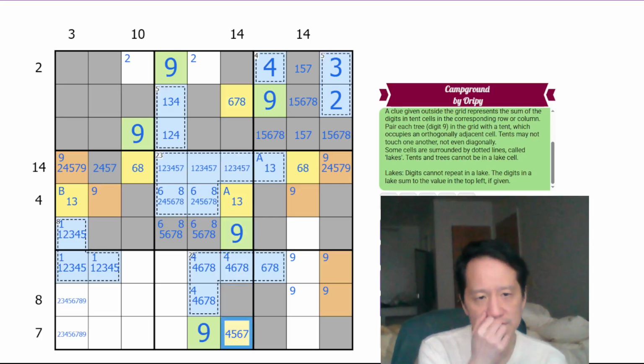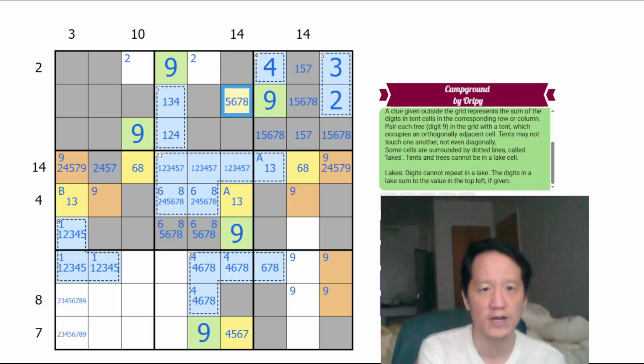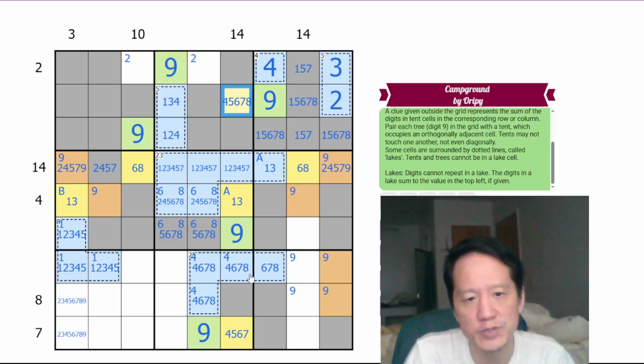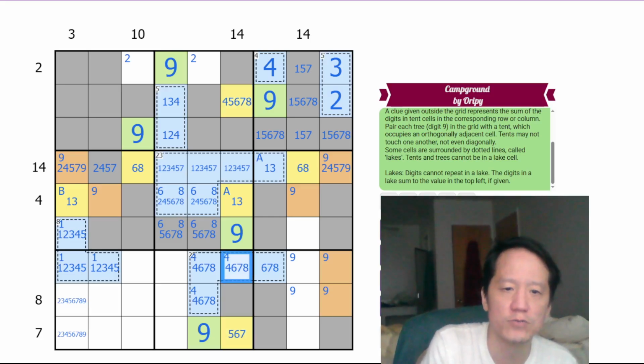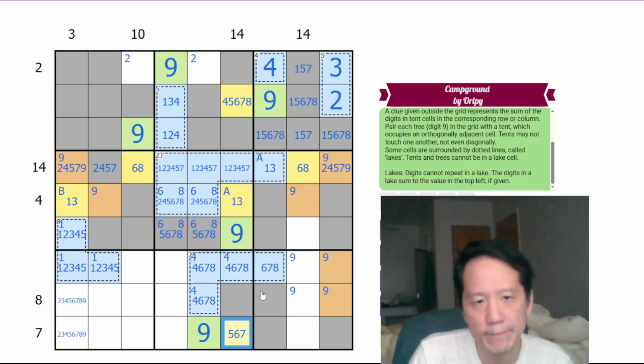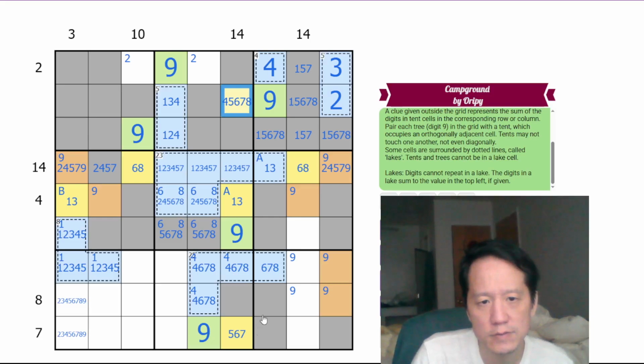3, 5, and 6 add up to 14. 3, 6, and 5 add up to 14. And 3, 7, and 4 add up to 14. So those are all possible. But this cannot be a 4 because we know one of these 3 digits must be a 4. Okay. Therefore, this can't be... It still could be 8. This is 5, 6, or 7.